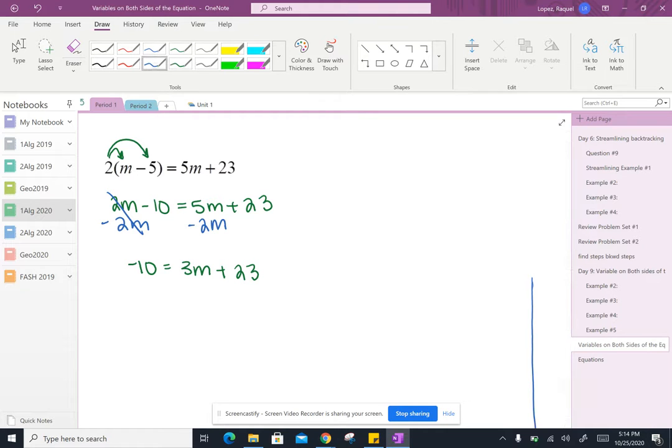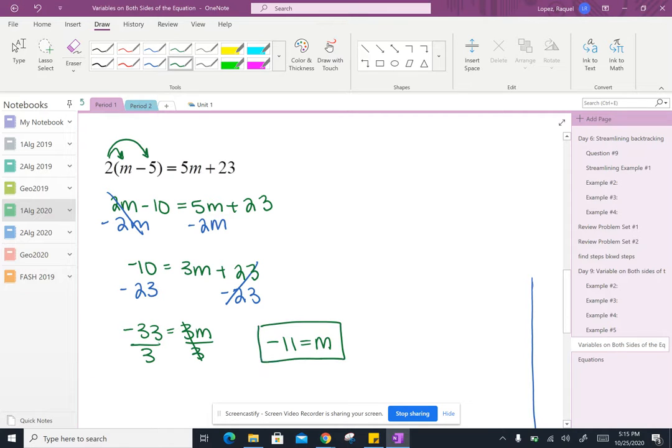Alrighty, and then from here, we're going to use our backtracking and undoing steps once more. So I'm going to subtract 23 on both sides of the equation. Negative 10 minus 23 is negative 33. So I have negative 33 equals 3m. 3m right here, this is multiplication. So to undo multiplication, I am going to divide both sides by 3. Negative 33 divided by 3 is going to give us negative 11. So negative 11 equals m is our solution.